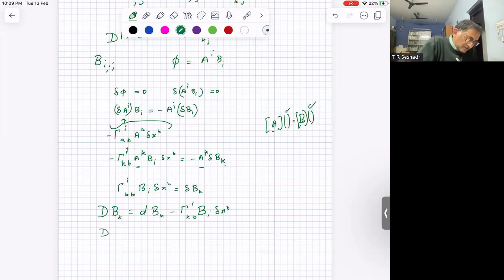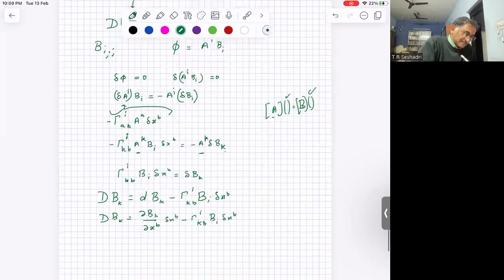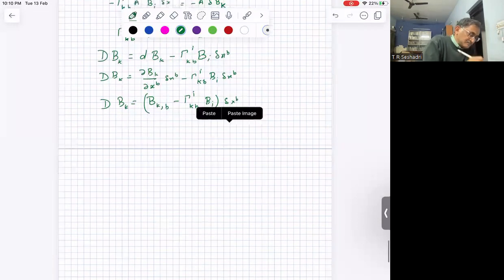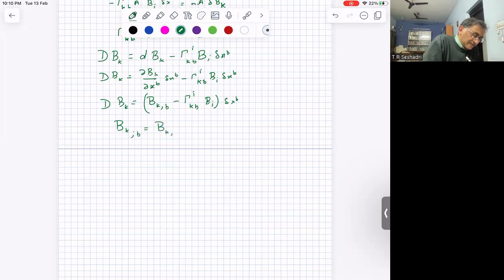Okay. So I have dB_k is equal to ∂B_k/∂x^b δx^b minus Γ^i_{kb} B_i δx^b, which means dB_k is equal to (B_{k,b} minus Γ^i_{kb} B_i) into δx^b, which basically says that the covariant derivative of the covariant vector, B_{k;b}, is equal to B_{k,b} minus Γ^i_{kb} B_i. Is it okay? Yes.